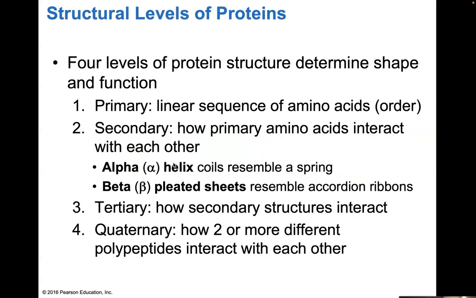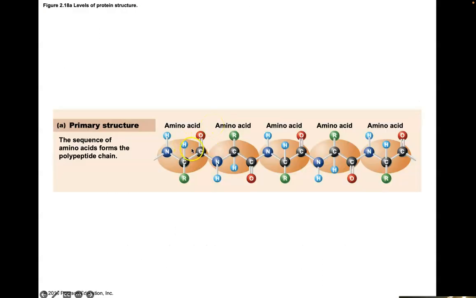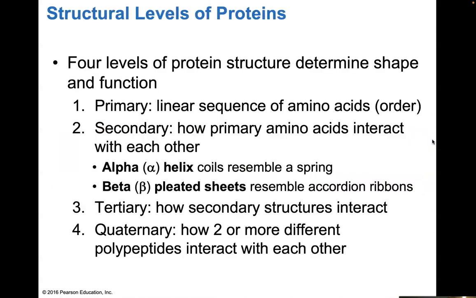Pretty easy. Now, there are 4 levels of protein structure that are going to help determine its shape and function. So the primary structural level of a protein is just its simple linear sequence. Okay, so here's the primary structure. It's just amino acid 1 attached to amino acid 2, attached to amino acid 3 here. This is the primary structure, just simply the sequence of amino acids that are bonded together, okay?